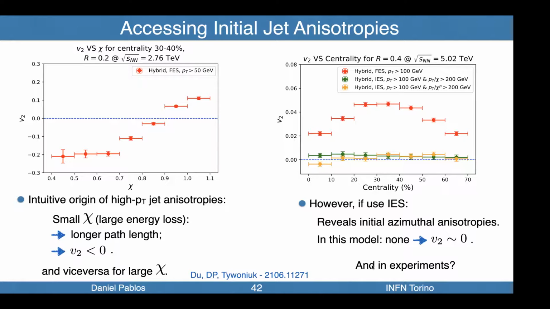If you use initial energy selection, this is V2 versus centrality of the hybrid model using the final energy selection, the one you can compare to experiments. And this is the one that you recover from the initial energy selection, using either the true or the predicted label. It's not perfect, but pretty consistent. And you see that the V2 is 0. By construction, in our model, there's no preferred direction of the jets when they are produced. We have no mechanism to produce any kind of anisotropy.